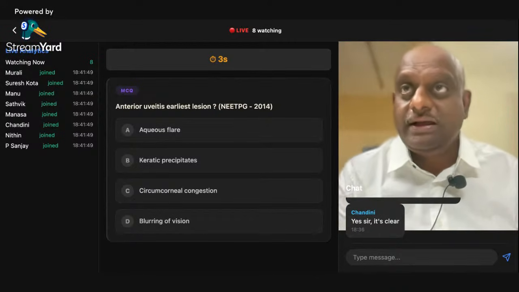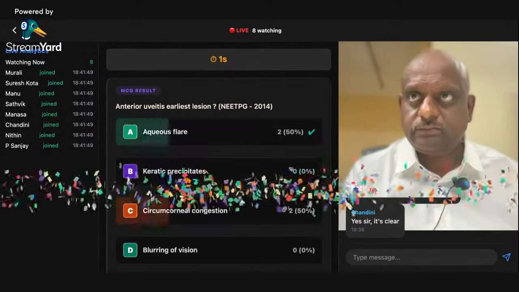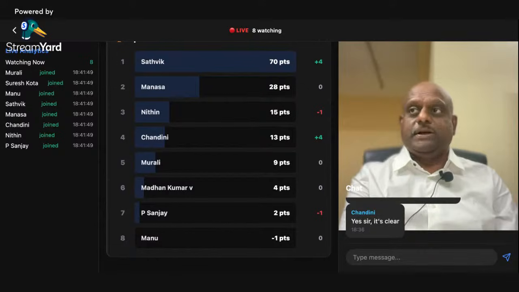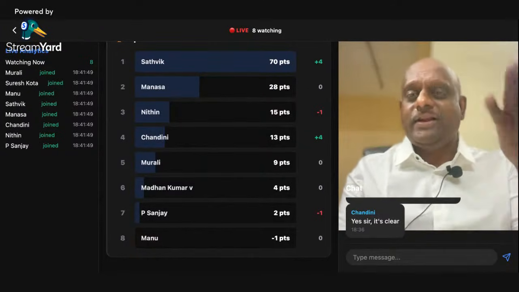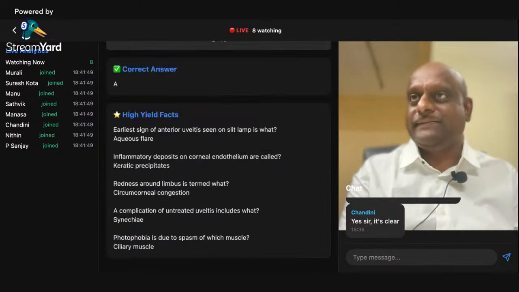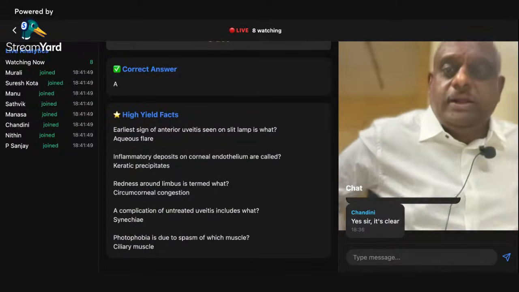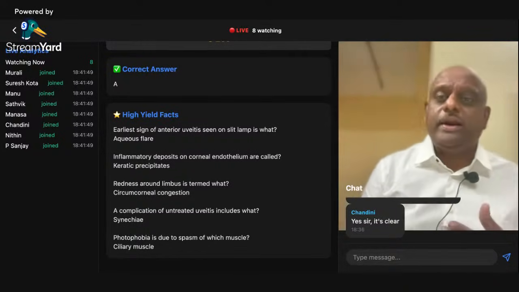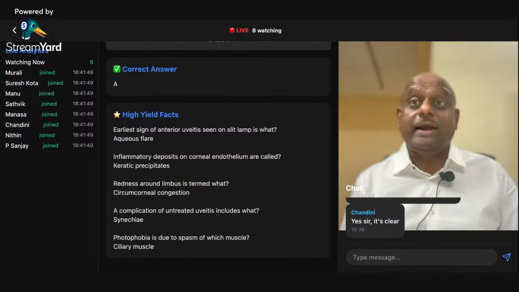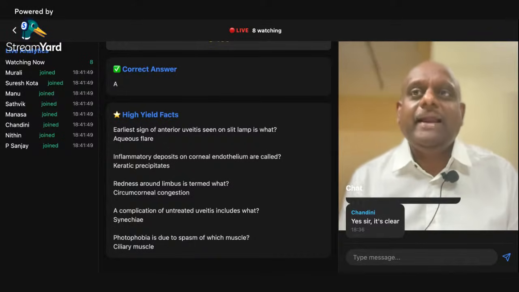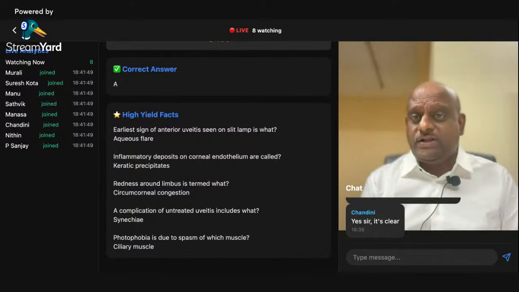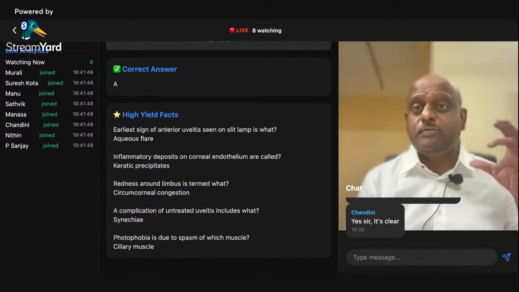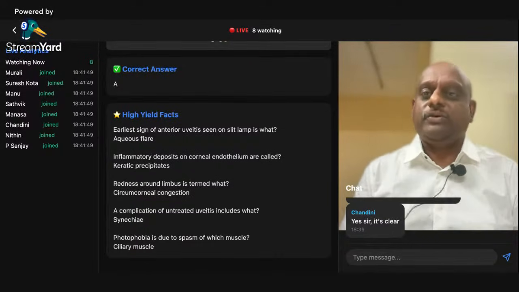So let us see, doctor, anterior uveitis. What is the earliest lesion? Chandani and Satvik, absolutely right. Aqueous flare is what you need to remember. The earliest sign of anterior uveitis on slit lamp is aqueous flare. And inflammatory deposits on the corneal endothelium are called keratic precipitates. And if you don't treat the uveitis aggressively, it leads to synechiae. And why do you get photophobia? Whenever uveitis is there, it is because of ciliary muscle spasm, is what we have to remember.